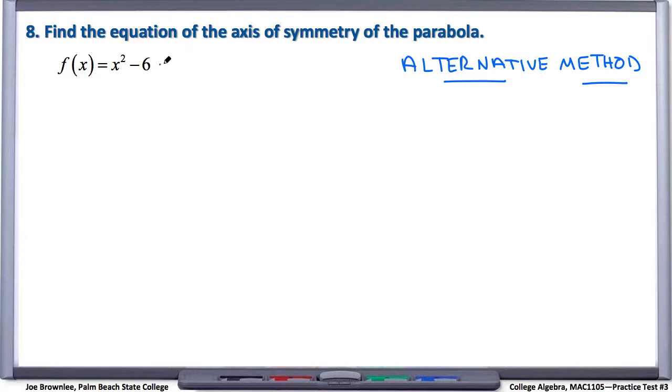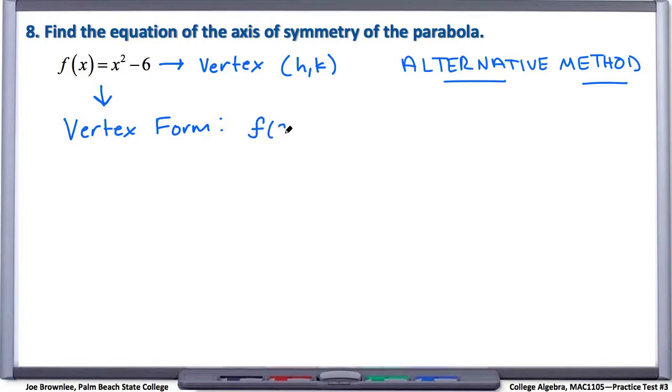All right, so we're still going to try to find our vertex. And again, just for review, the vertex is defined as the point h, comma, k. So what we want to do is take the given equation and write it in vertex form. If it's in vertex form, we can quickly identify what the vertex is and then therefore quickly identify what h is so we can come up with the equation for our axis of symmetry. So vertex form generally is defined as f of x equals a times quantity x minus h squared plus k.